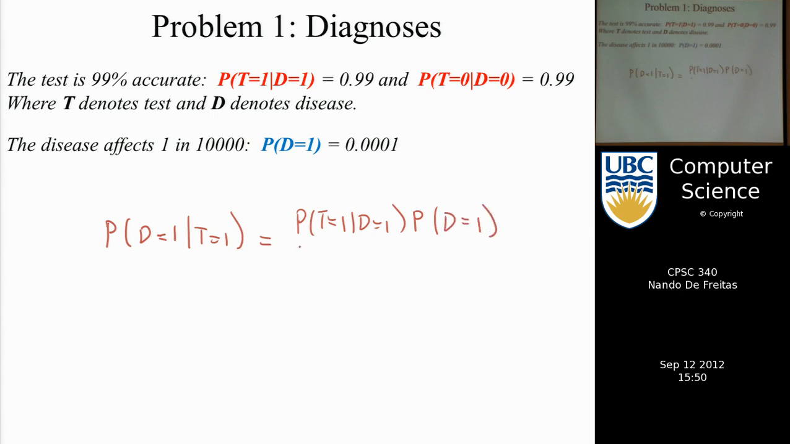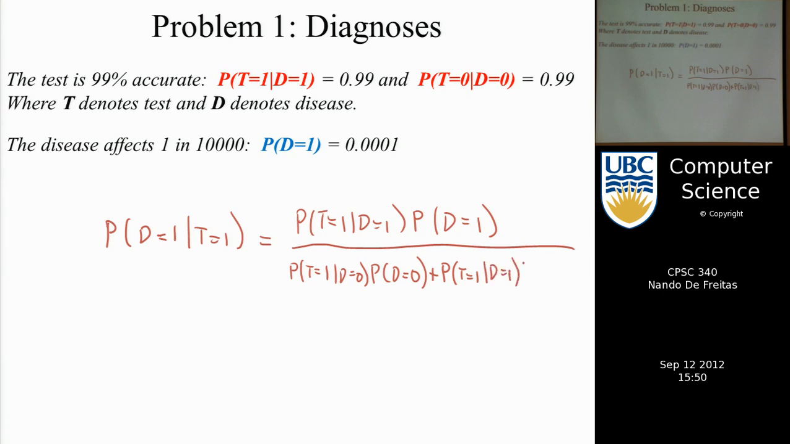I'm just doing Bayes' rule. And then I need to sum over P of t equal 1 given d equals 0 times P of d equals 0, and then P of t equal 1 given d equal 1 times P of d equal 1. So I'm just doing the sum one term at a time.